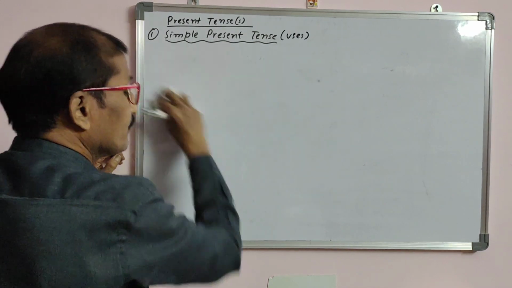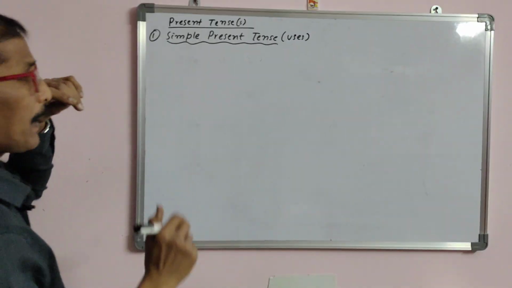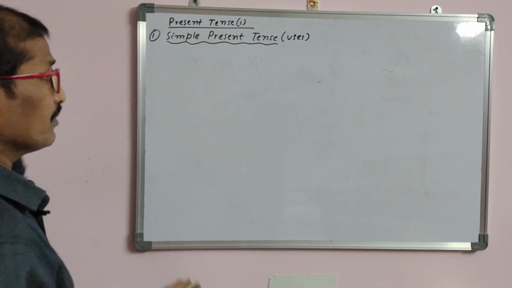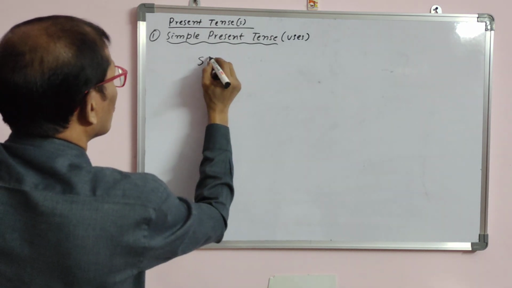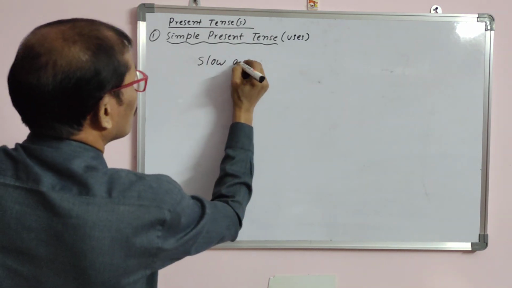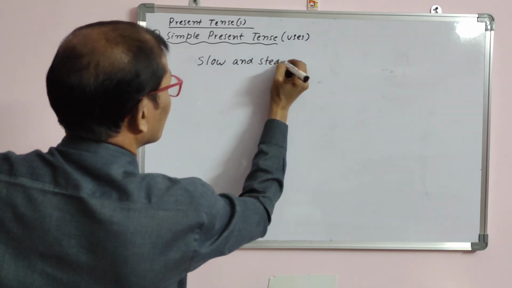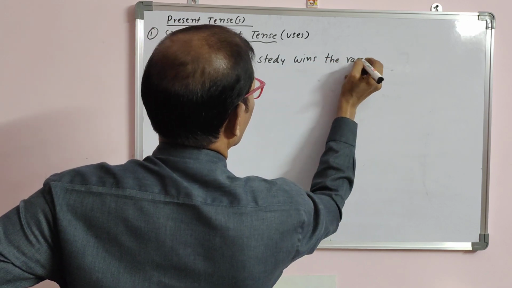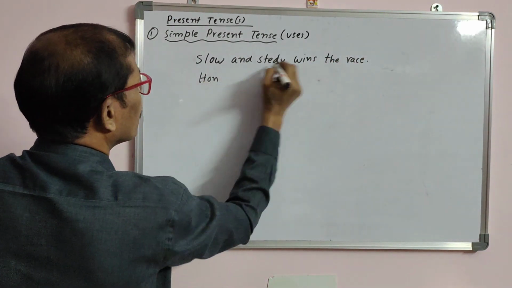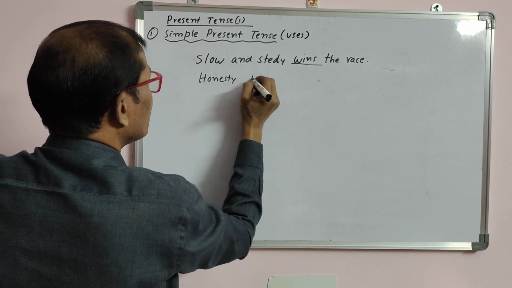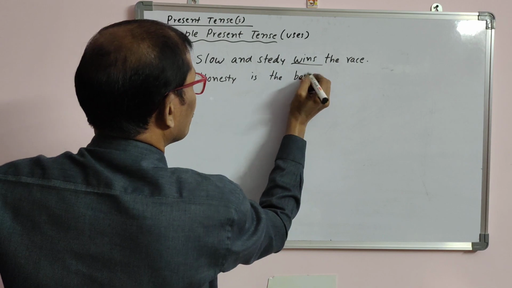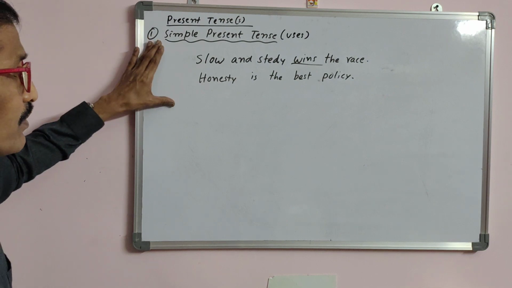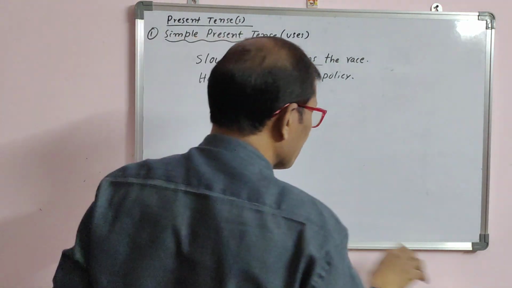Next point, for proverbs and quotations. For example, slow and steady wins the race. Honesty is the best policy. See, this is simple present tense. For these quotations or proverbs, we have to use simple present tense.